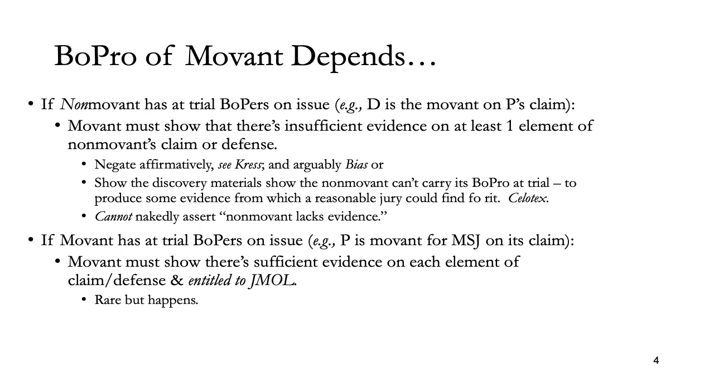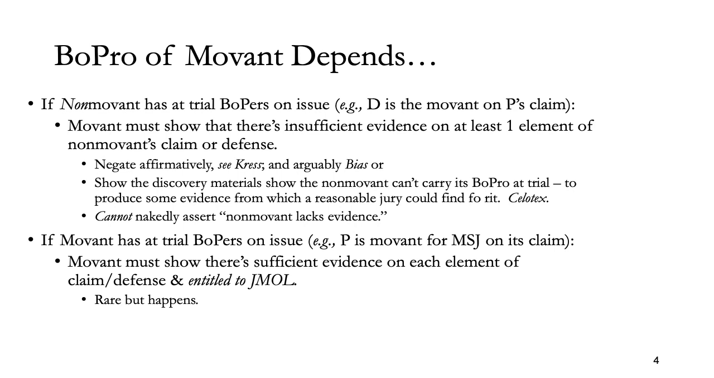So the burden of production depends on whether the non-movant has the trial burden on an issue. Now again, if I back up to that prior slide, and I'm not going to do it because Lord knows what will happen if I back up with audio, that prior slide is the common one where the defendant is moving for summary judgment, and so the non-movant has the burden at trial. So if the non-movant has at trial the burden of persuasion on the issue, so the defendant is the movant on a plaintiff's claim, then the movant must show there's insufficient evidence on at least one element of the non-movant's claim or defense, if it's the plaintiff moving on an affirmative defense.